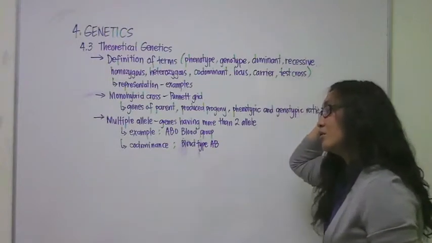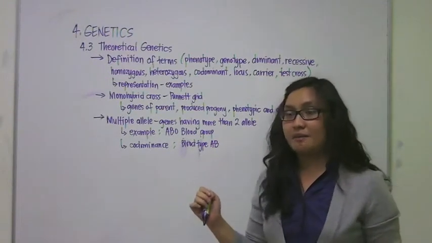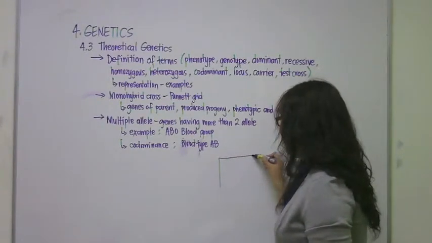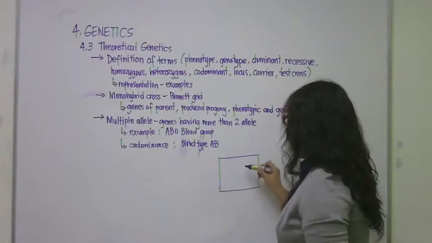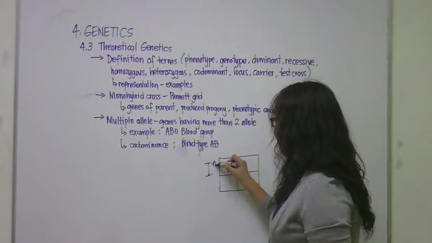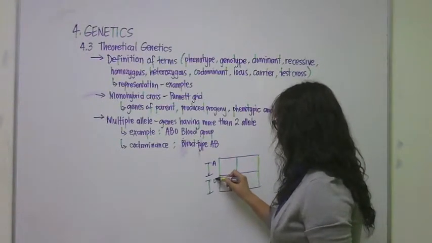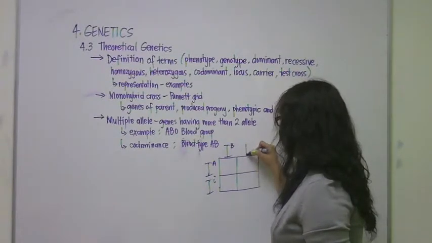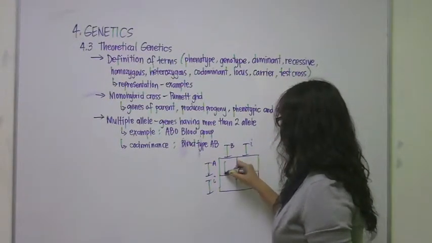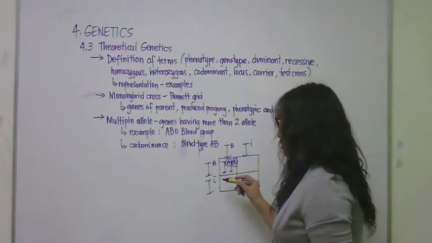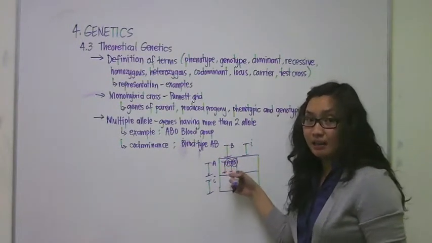Okay, so codominance can also be explained using a Punnett grid. For example, if we have a heterozygous parent with blood type A and a heterozygous parent with blood type B, and you cross them together, you would see that both alleles are being expressed at the same time.